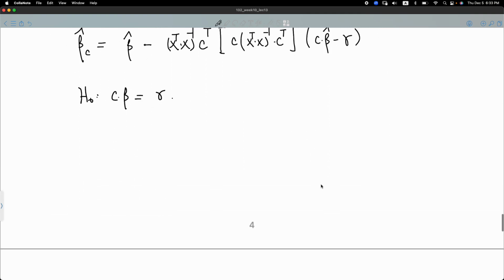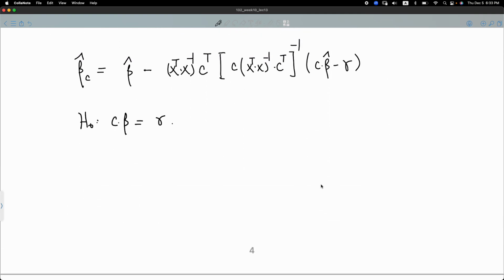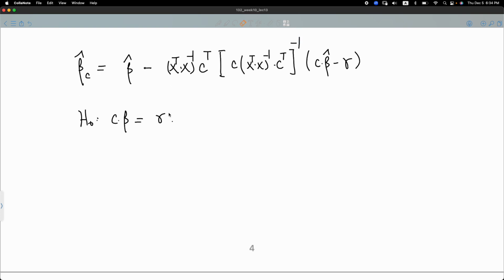And then again, we need to know the distribution for this. Whenever you want to perform hypothesis testing, you always need to know the distribution for your parameter of interest. So in this case, it's the C multiplied by beta. Okay, so I'll just provide a few results, and then that will conclude our discussion here.